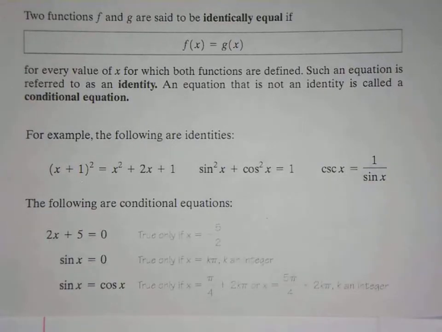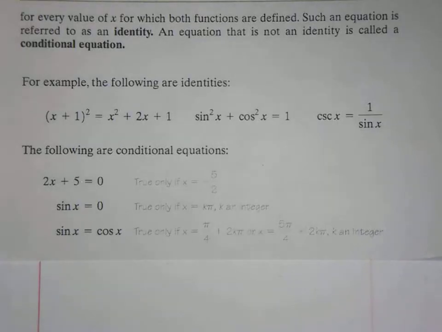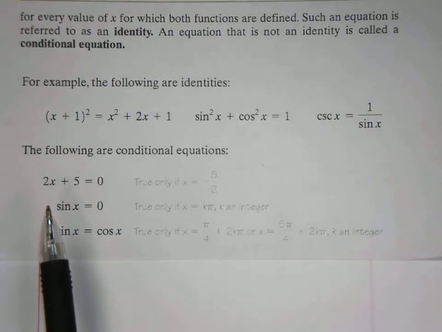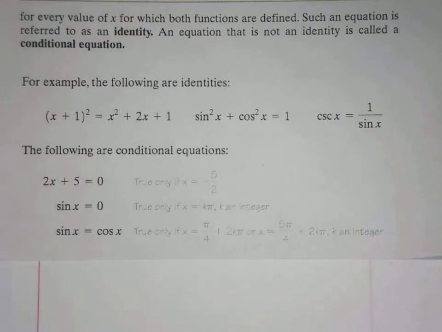Some additional examples I wanted to show you are examples of conditional equations. These are equations that are only true for specific values. The type is a little bit hard for you guys to see, but if you think about the equation 2x plus 5 equals 0, it's only true when x is negative 5 over 2. Every value of x would not make that true. The same for sine of x and for sine equaling cosine. You're only going to see very specific values that make those true.